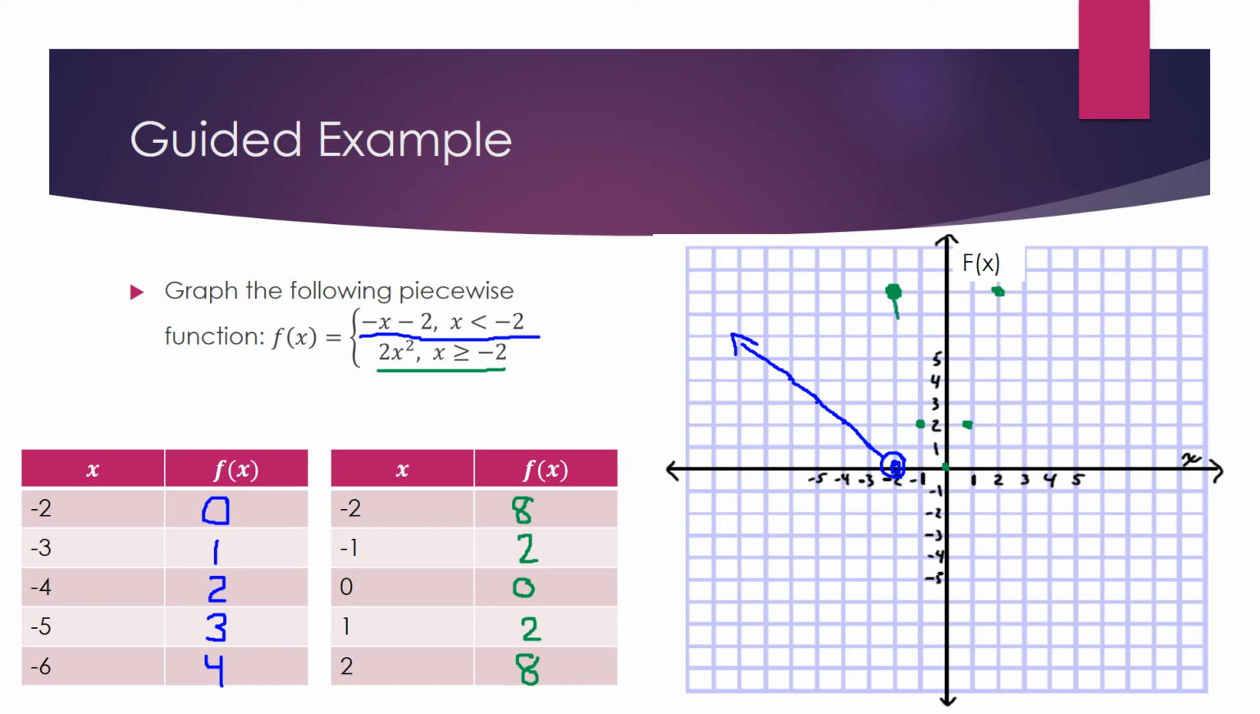And then we will start drawing in this direction. And we have a parabola here because it is a squared function. And our arrowhead will only be on this side because it's not continuous at the point negative 2, 8. So we only have one arrowhead here.